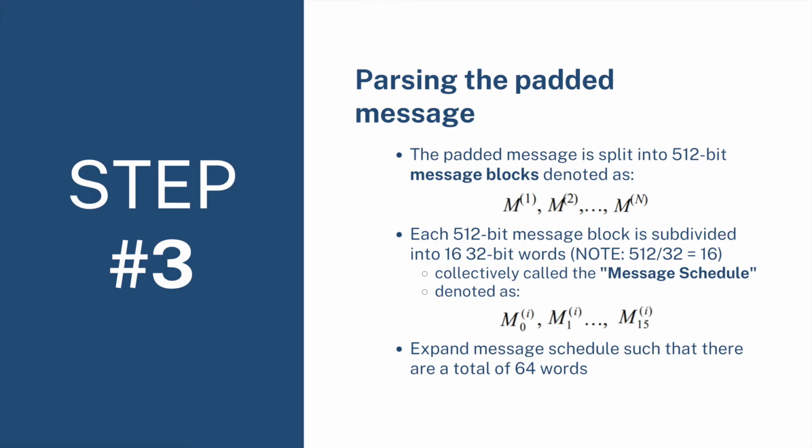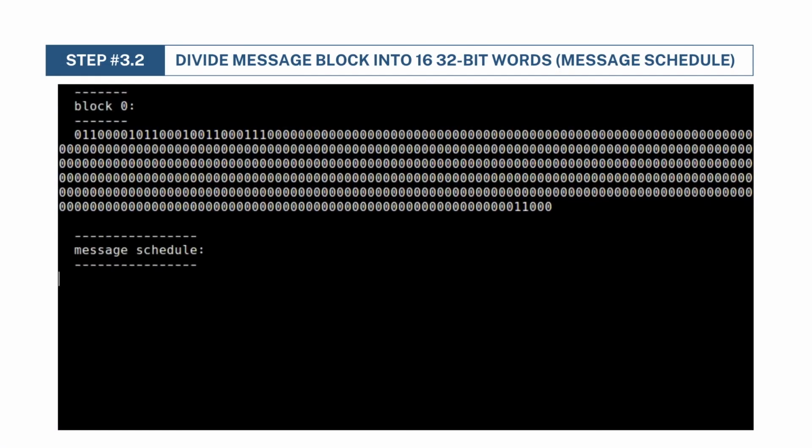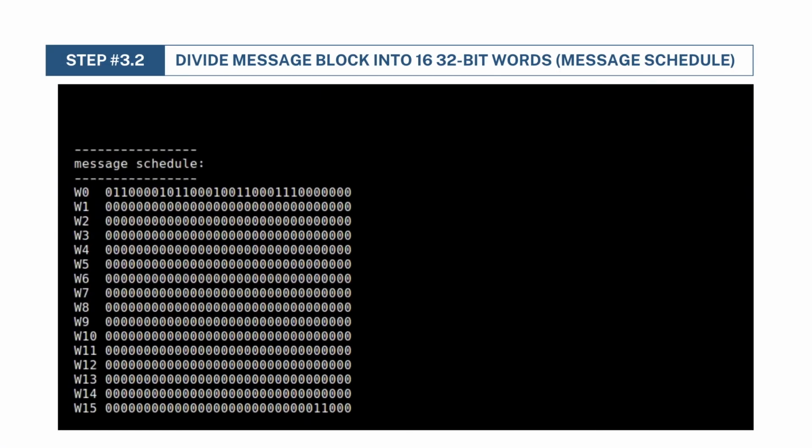What we simply have to do here is split our 512-bit message block into 16 32-bit words, which collectively is called the message schedule. So why 16? Because 512 bits divided by 32 bits is 16.